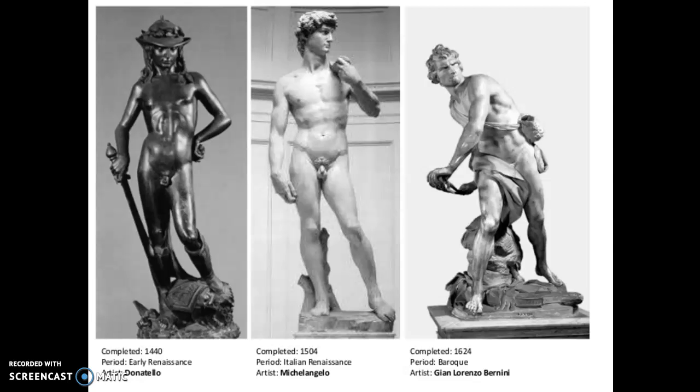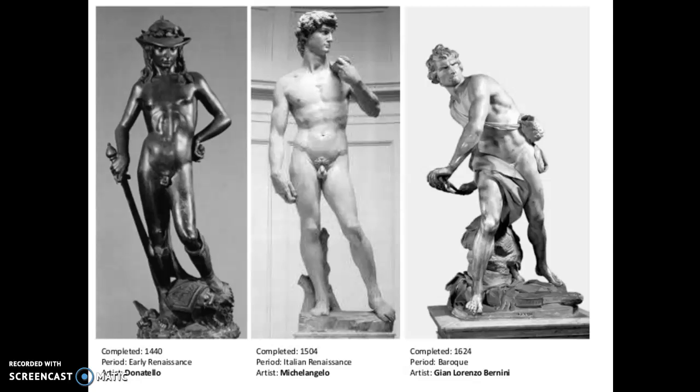The story of David was very popular during the Renaissance as it represented two ideas that Renaissance people valued very much: faith in God and also the humanist faith in yourself. What's interesting about these three works is that they all show different phases of the story.